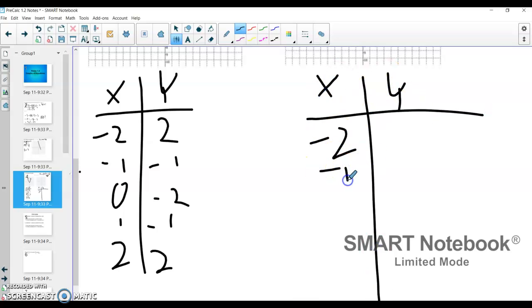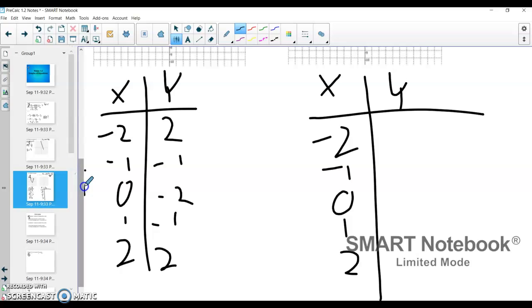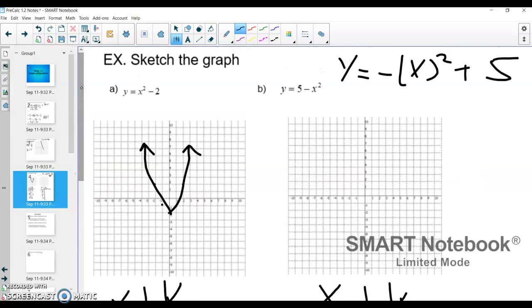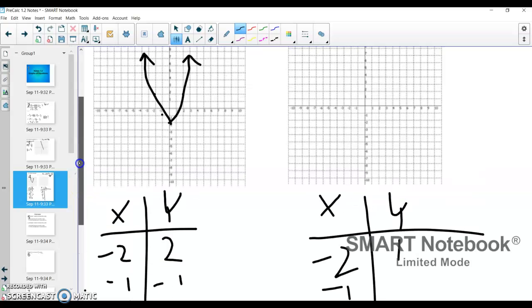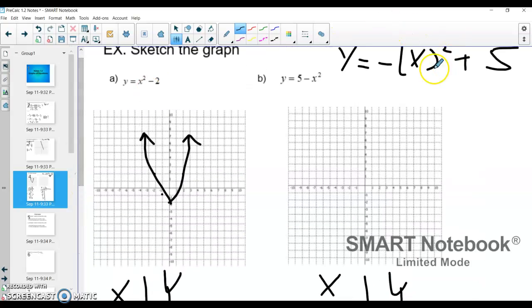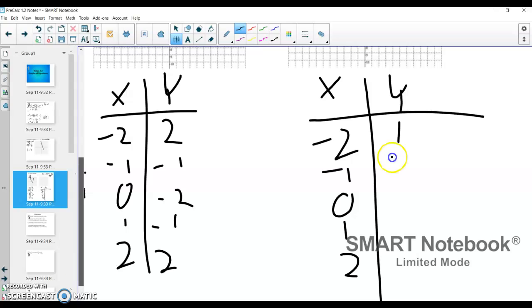Using the same x values, negative 2, negative 1, 0, 1, and 2, and plugging in, I get negative 2 squared. Negative 2 squared is 4. 4 times the negative is negative 4. Negative 4 plus 5 is a positive 1. Negative 1 squared is 1. The negative makes it negative 1. Negative 1 plus 5 is a positive 4. 0 squared is 0. The negative doesn't matter. 0 plus 5 is 5.